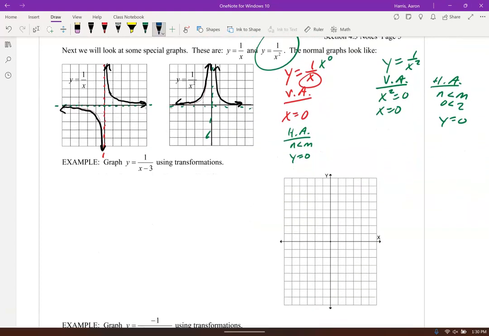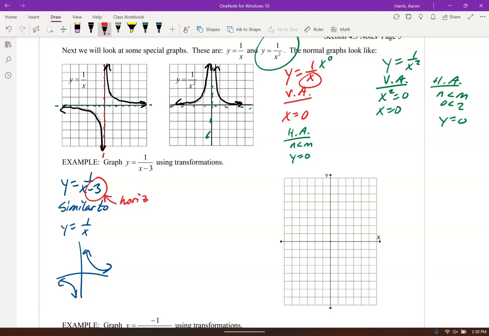For example, y equals 1 over x minus 3. So it's similar to y equaling 1 over x, right? We know 1 over x kind of looks like this. So then the question is, what does that minus 3 do that's inside of the function, if you will? Which way is that going to move it, right or left? That's a horizontal shift right 3, actually. So it's going to be similar, but it's shifted over 3.